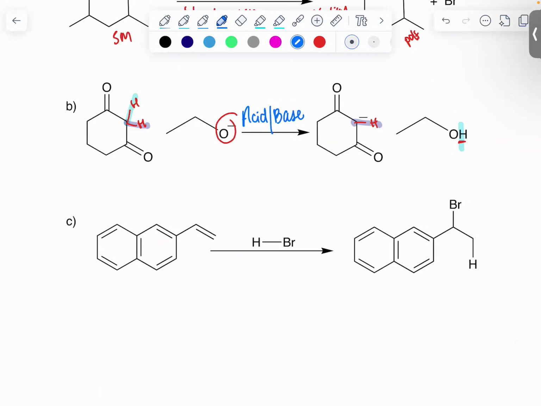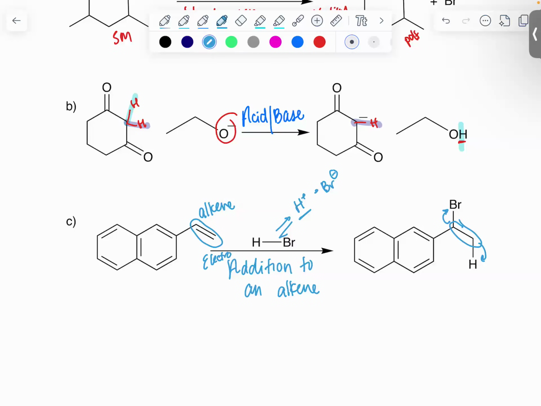Finally here, we can see on our starting material, we have this alkene that is no longer an alkene because instead we have added a bromine and a proton. So we have addition to an alkene. We also know that HBr exists as its ions, and that H plus is electrophilic. So we'll go ahead and add in electrophilic addition to an alkene.